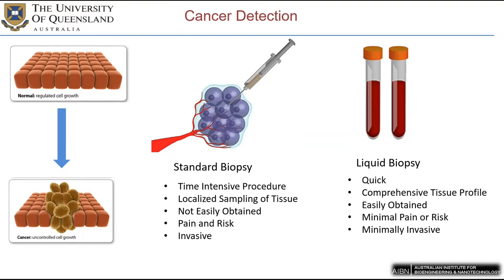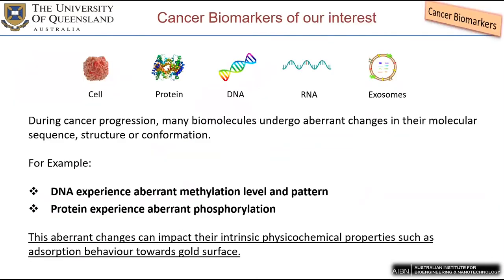Now, how can we have a liquid biopsy test? We know that our body fluids, or liquid biopsy, contain biomolecules, for example, cells, protein, DNA, RNA, and exosomes. And during cancer progression, these biomolecules undergo aberrant changes in their molecular sequence, structure, and conformation.